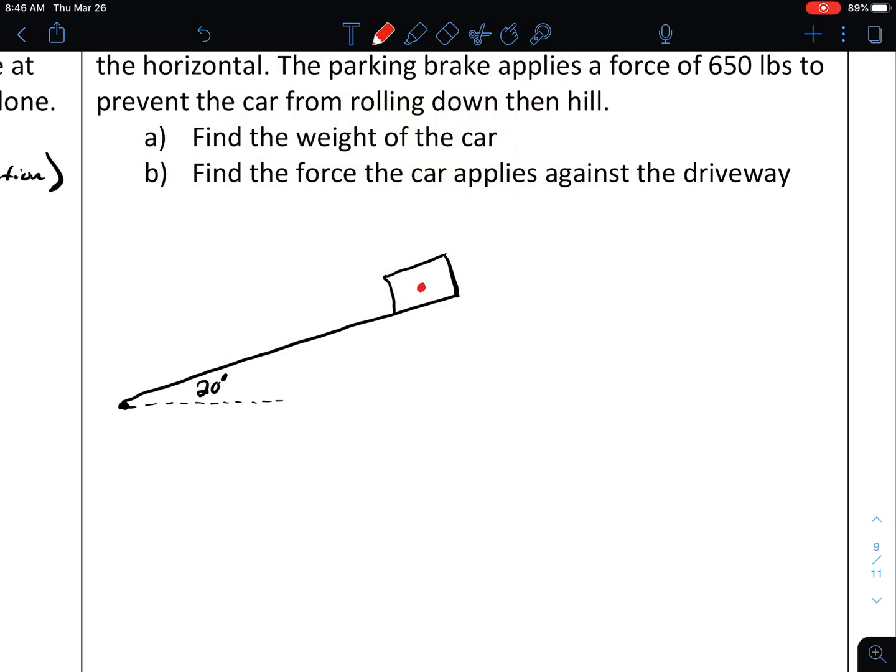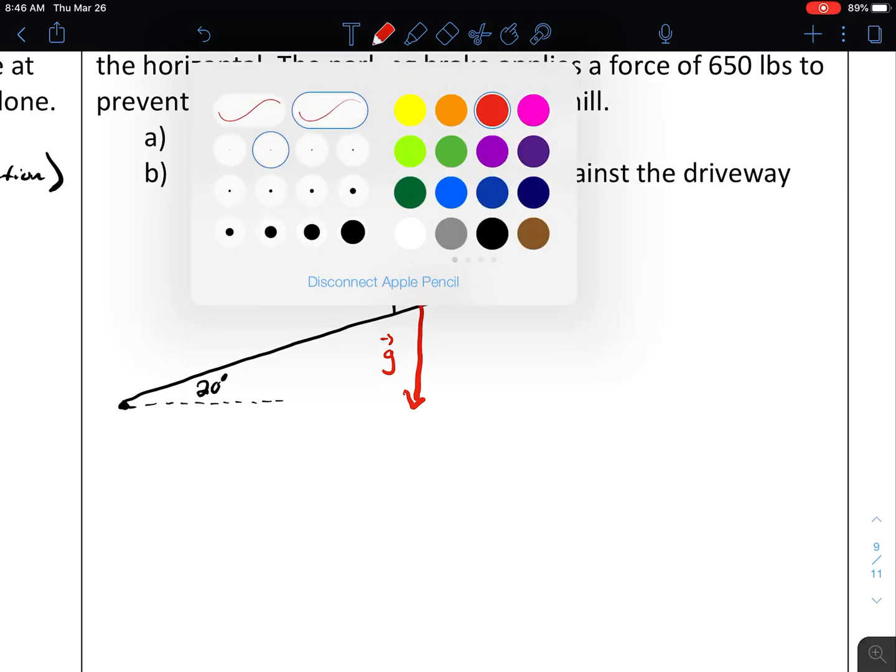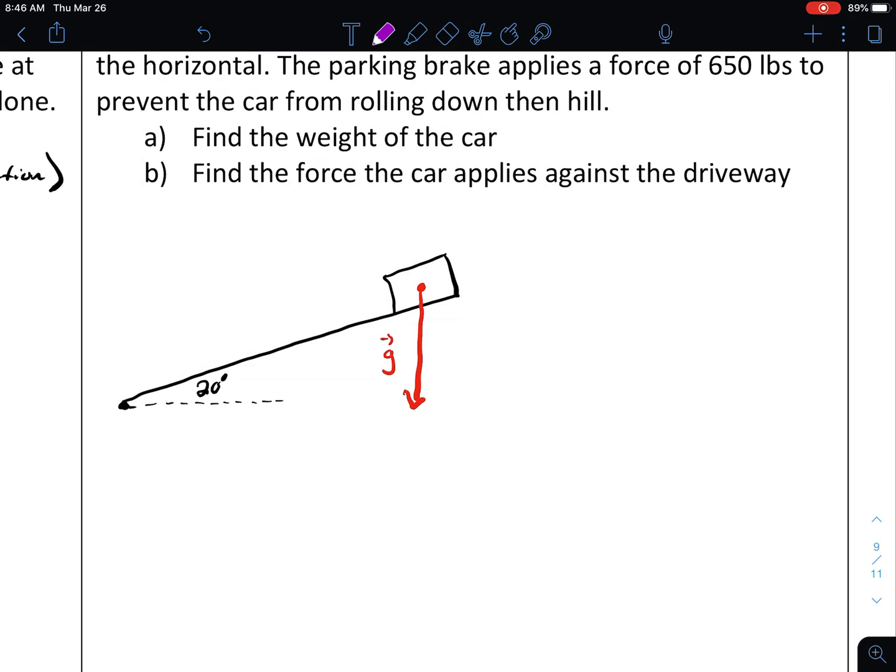And when I do that, I might as well go ahead and make my vectors here. So my car has the gravity vector that's pulling straight down, and that's technically going to be the weight of the car. And we'll also have that normal force. Remember, there's a force that pushes into the box perpendicular to the surface. Now, I'm going to pull that normal force back down this direction. So there's my normal force.